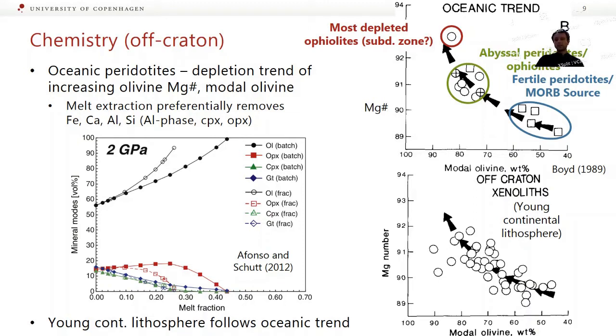And from the same paper, just below that, there's a plot of off-craton xenolith compositions, and you can see that they're pretty much following the oceanic trend. We're not getting anything crazy depleted. The highest Mg numbers are about 92, and the highest modal olivine percents are about 90. The plot on the left there is just to show you this increase in olivine percentage as you melt, and at a pressure of about 2 gigapascals or 60 kilometers or so, you basically end up with a pure olivine residue after about 40–45% melting.